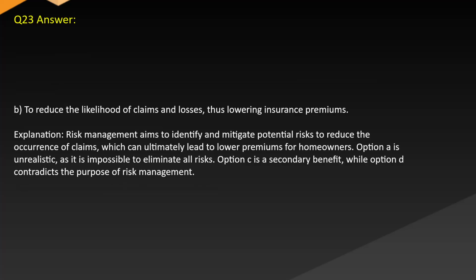Answer: B. To reduce the likelihood of claims and losses, thus lowering insurance premiums. Explanation: risk management aims to identify and mitigate potential risks to reduce the occurrence of claims, which can ultimately lead to lower premiums for homeowners. Option A is unrealistic, as it is impossible to eliminate all risks. Option C is a secondary benefit, while option D contradicts the purpose of risk management.